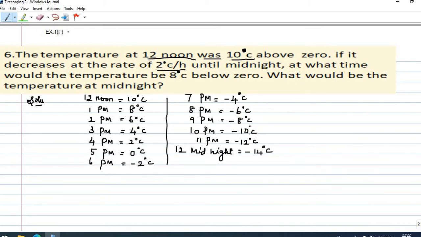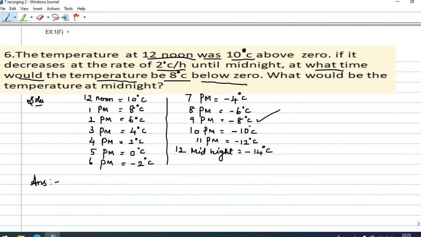Now listen. After completing this tabular column, I am coming to the question. See, at what time would the temperature be 8 degrees Celsius below 0? See, this is your 0. Below the 0, 8 is this. This is your answer. Got it? So at what time? 9 p.m.